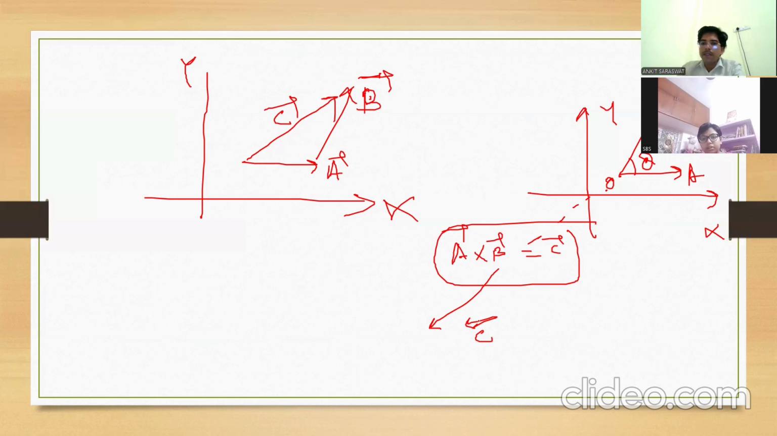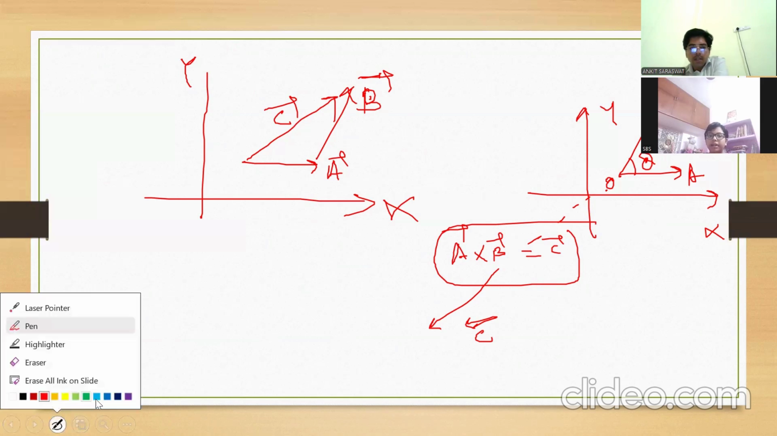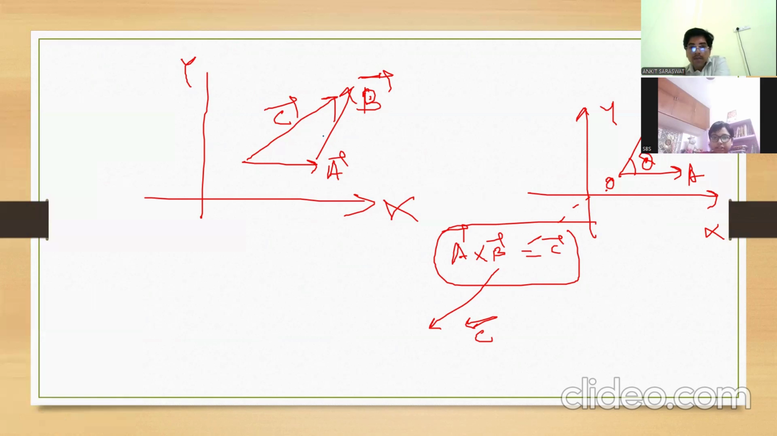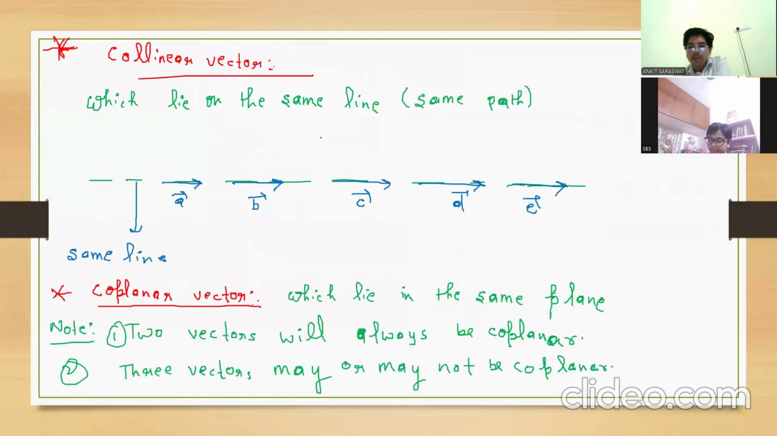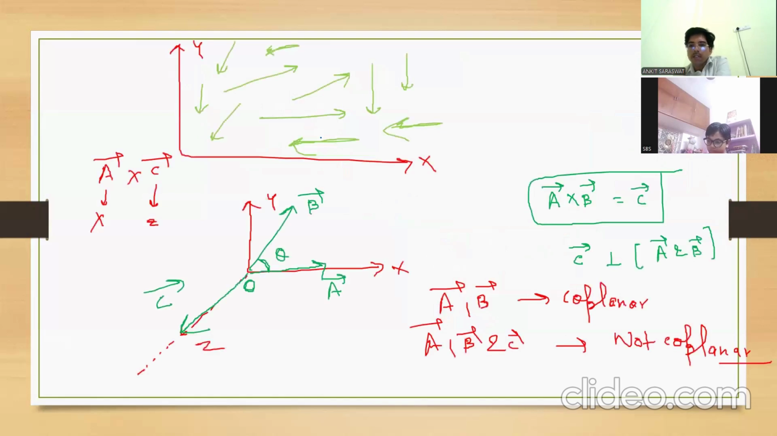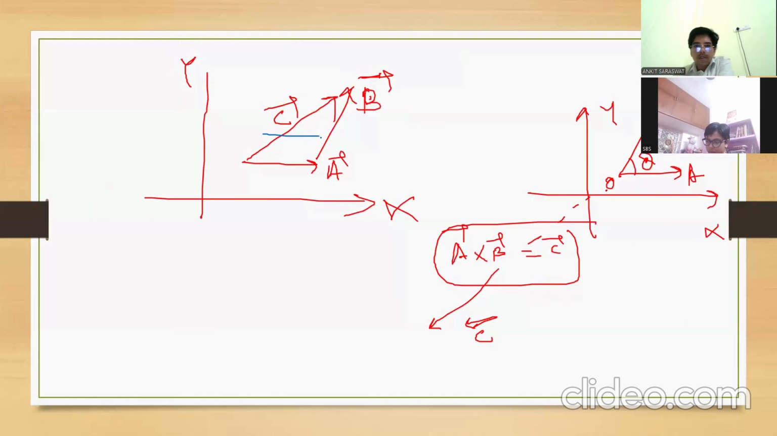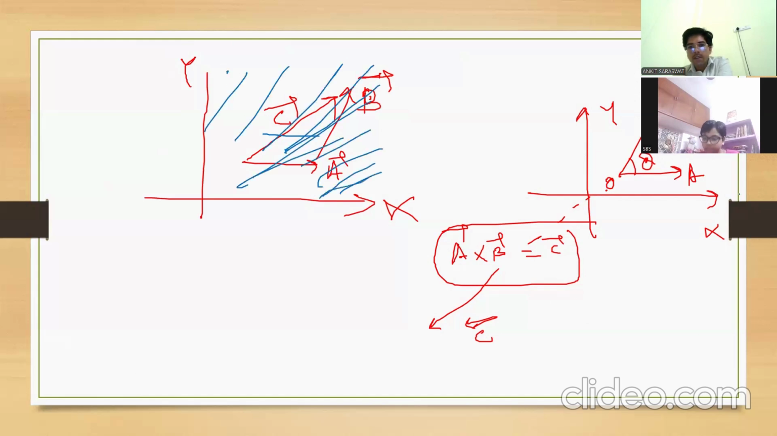AB is in the same plane, okay? Is it clear? A and B are in the same plane. Any other two vectors are not in the same plane. Two vectors will always be coplanar. But three vectors may or may not be coplanar. I have written three vectors may or may not be coplanar, but two vectors will always be coplanar. Otherwise, they never intersect. They never form an angle. You can check here: A, B, C are in the same plane. This is the XY plane. Here AB is lying in this plane, but C is perpendicular to this plane.